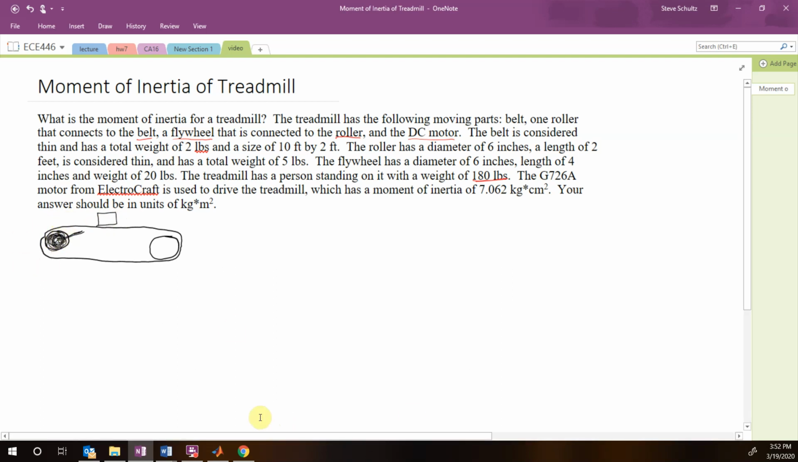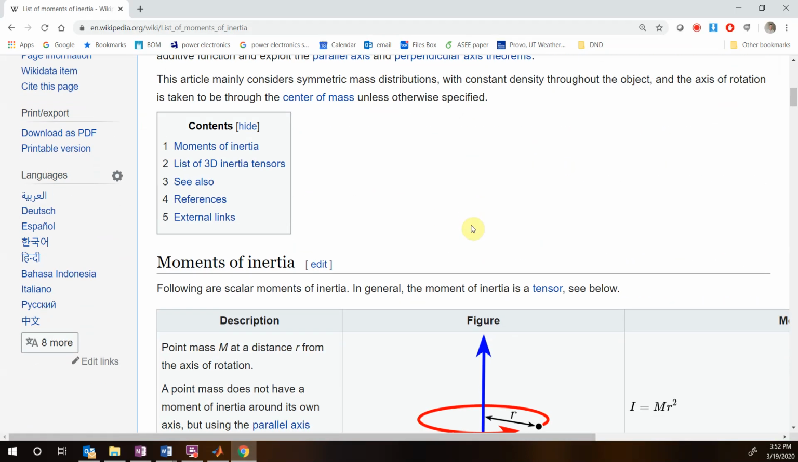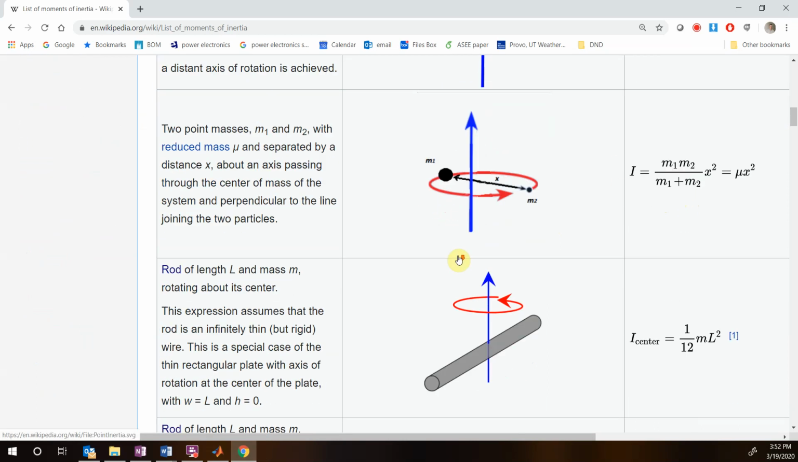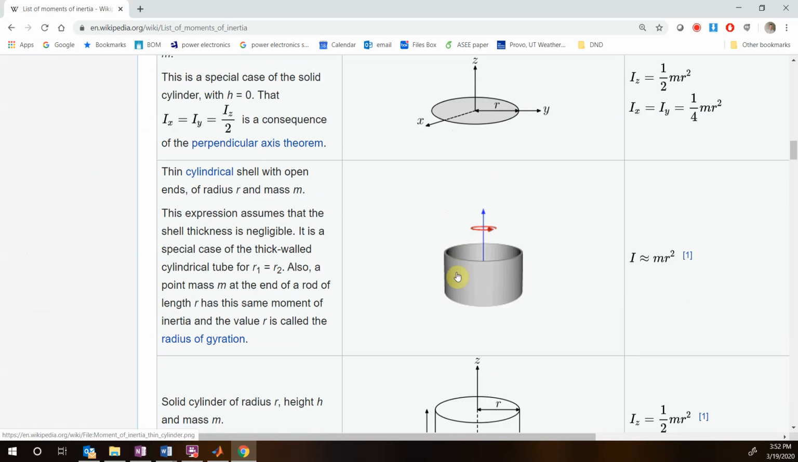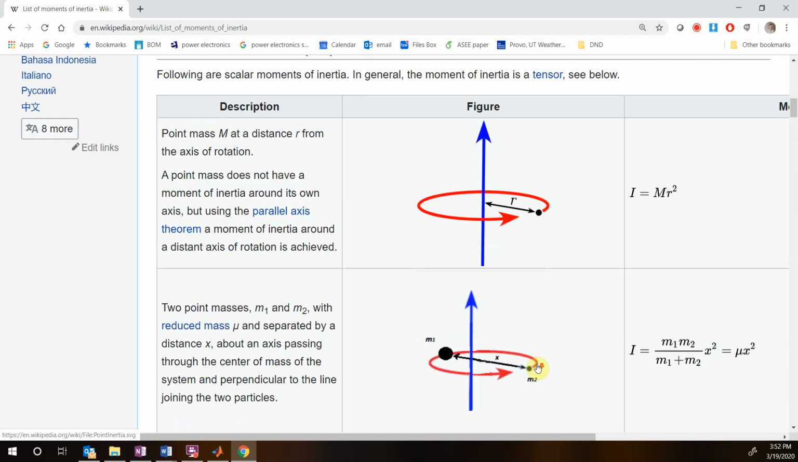So let's look at the list of the moment of inertia. What we see here is one point going at a fixed radius is mr squared. We also have a cylinder where all of its weight is at the same radius, so that's mr squared. So anything that applies its force at a radius of r is going to be mr squared, whether it's a shell or a point or whatever.